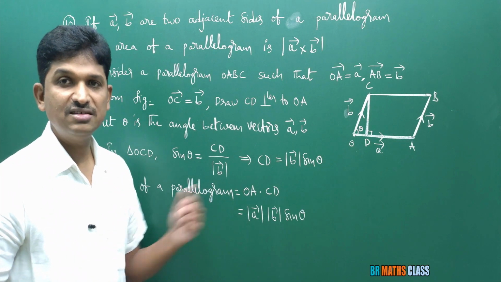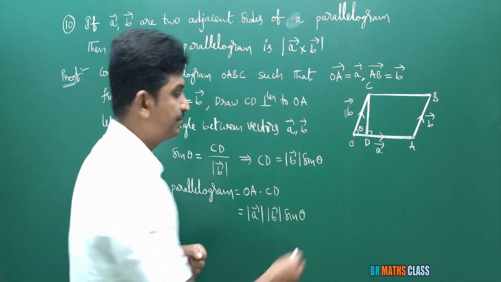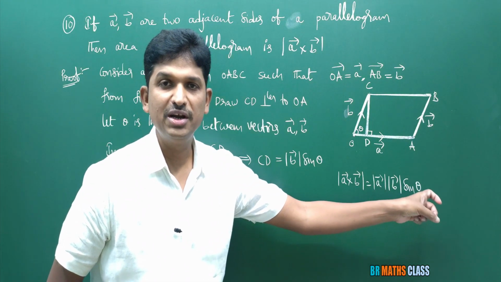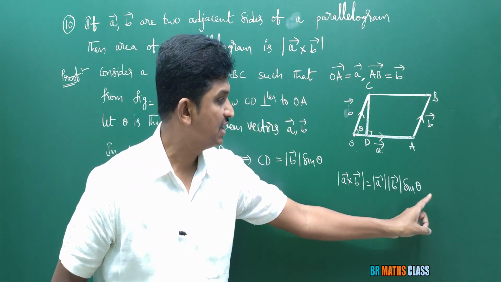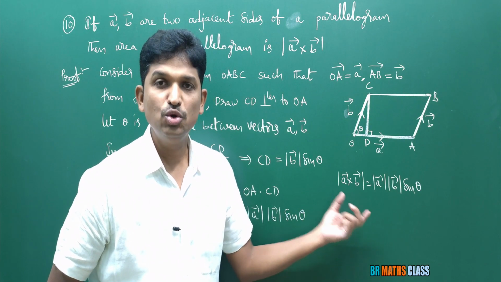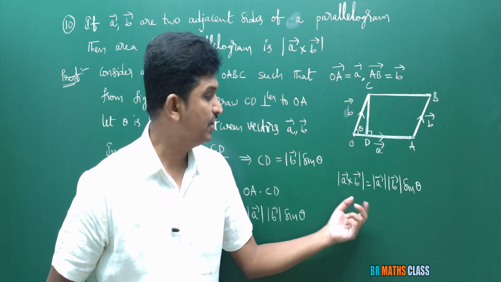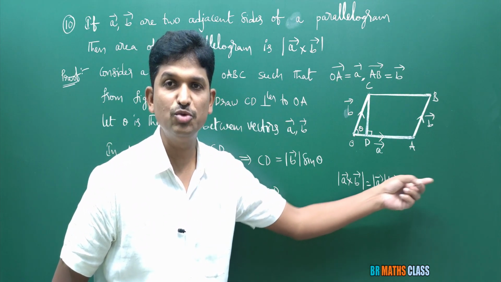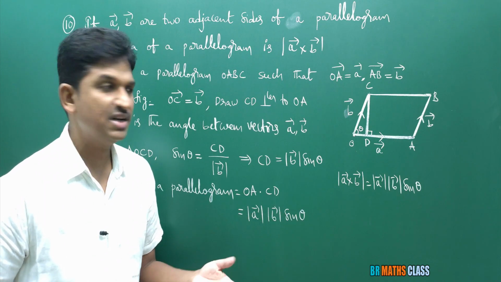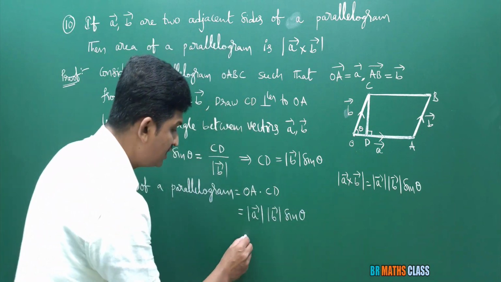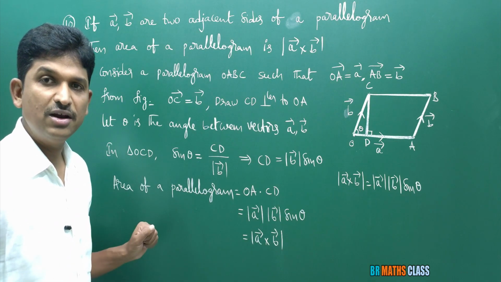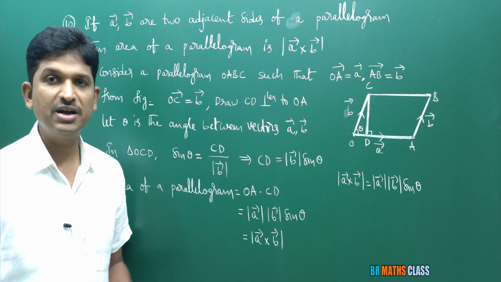In the last class we learned this formula: magnitude of A bar cross B bar is magnitude of A bar into magnitude of B bar into sin theta. You observe here, I didn't write n cap because this is the magnitude of A bar cross B bar. So magnitude of A bar into magnitude of B bar into sin theta can be written as magnitude of A bar cross B bar. So the area of the parallelogram I got is magnitude of A bar cross B bar.